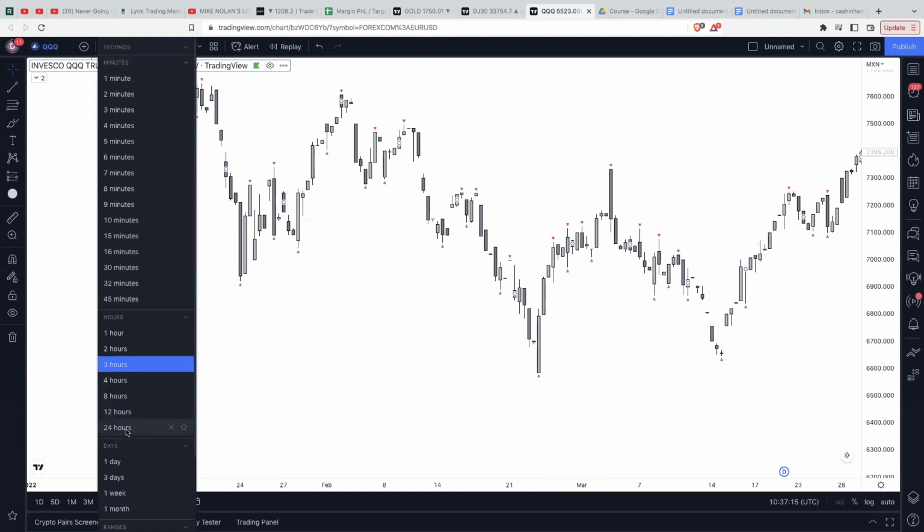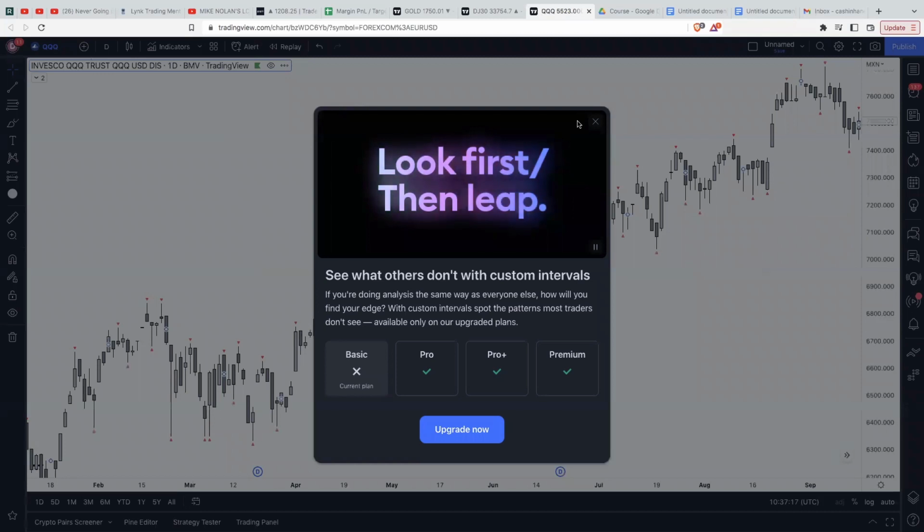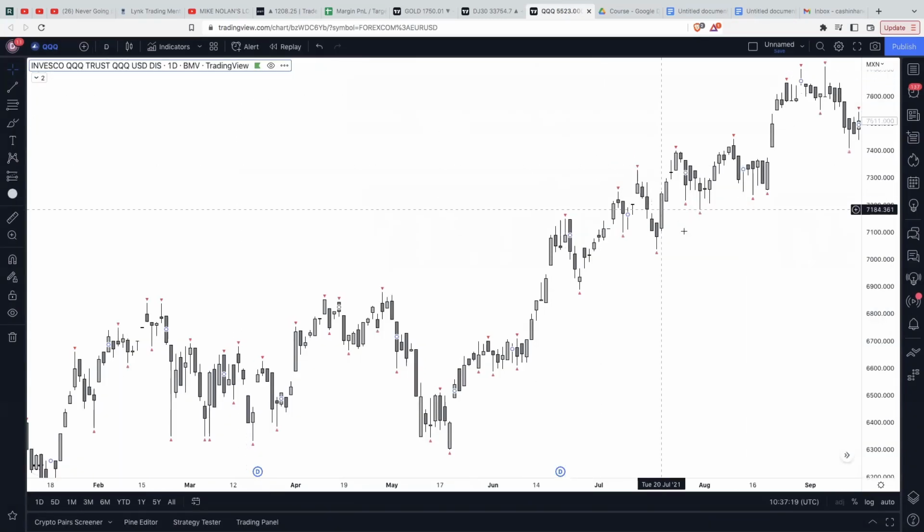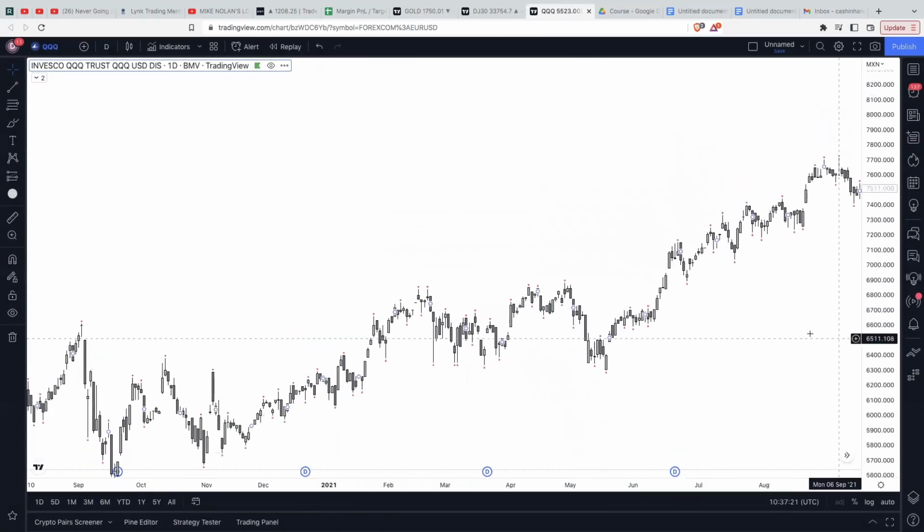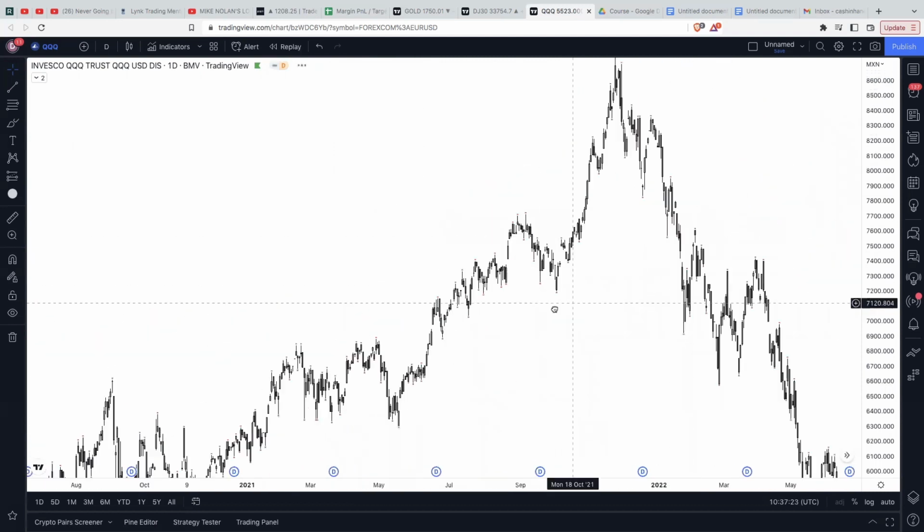It might have been the 24th. No, I don't want that. I need to get TradingView Pro back. Change my cards. So yeah, so that's a candle.